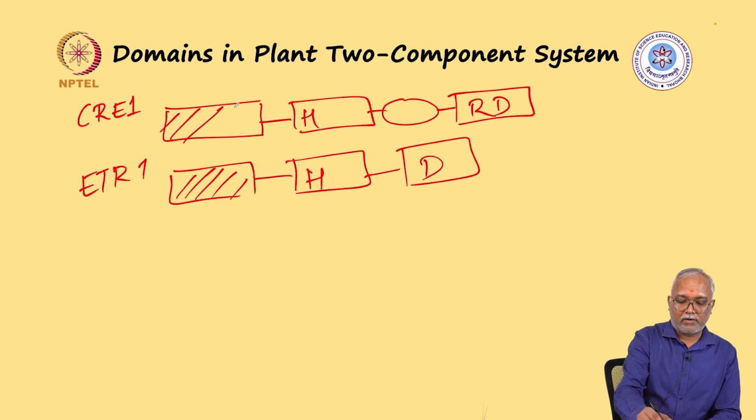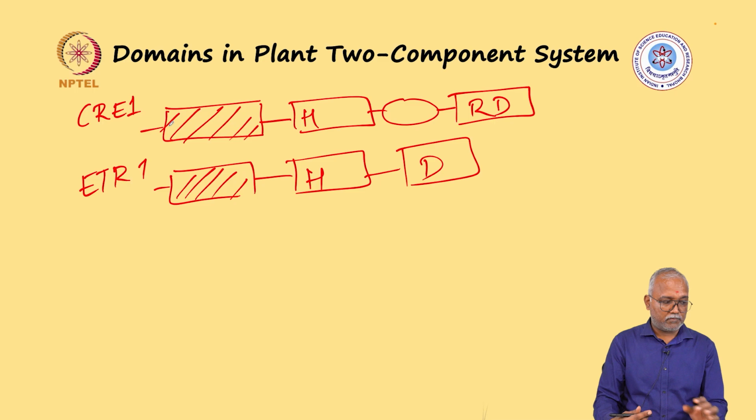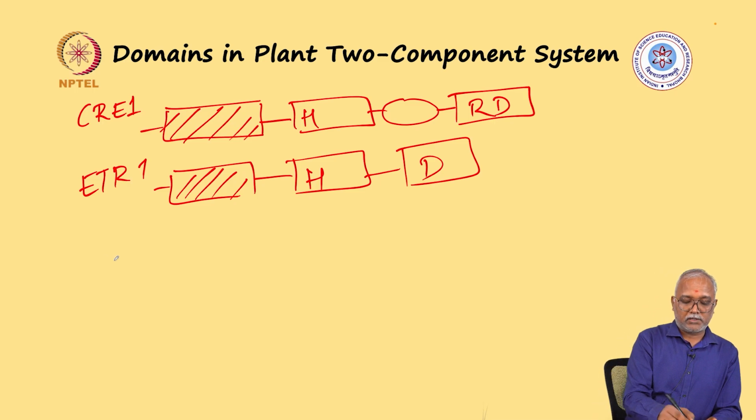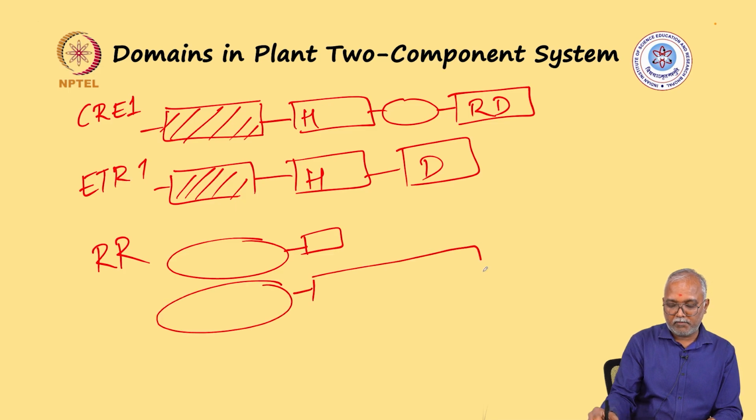Remember, depending on what they are responding to, this extracellular domain will be of different type. You remember in case of bacteria we saw CHASE type, PAS type, HAMP type domains. They have distinct properties so that they can bind to different types of molecules. Then there are response regulators. If you look at the arrangement of their domains, there could be a response regulator which has the minimal domain, or there could be a response regulator which has many more domains and features.